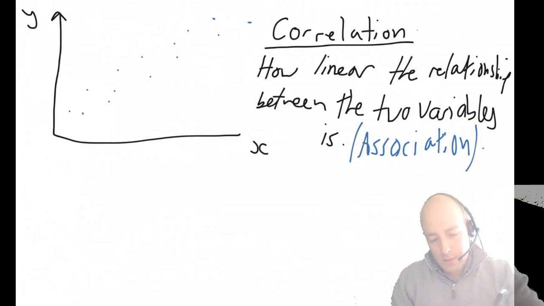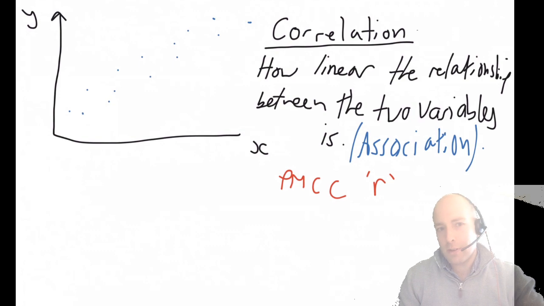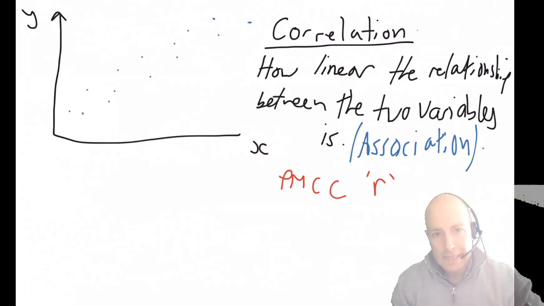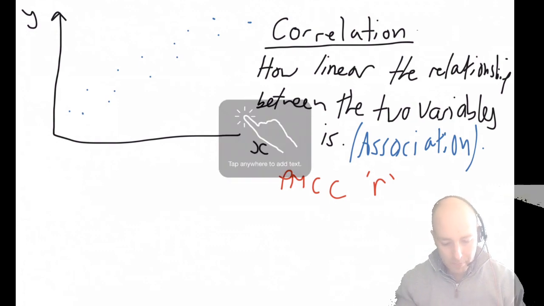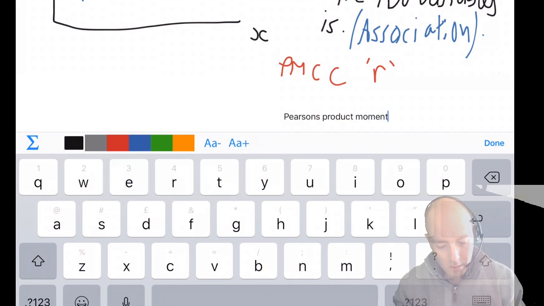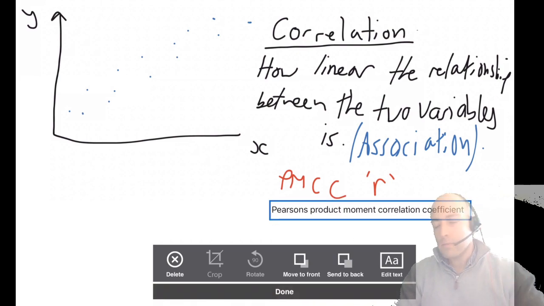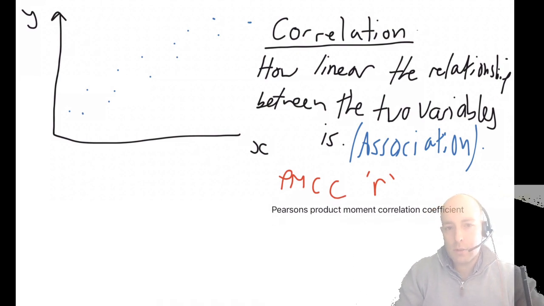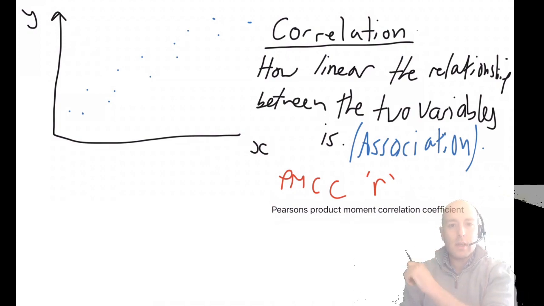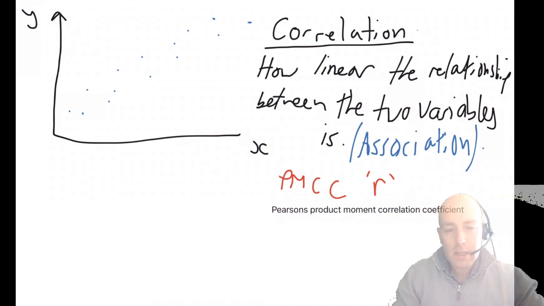And the way we measure it is with this thing called the PMCC, and we use the letter R for that. That stands for the Pearson's product moment correlation coefficient. But all you need to remember is it's a number between -1 and 1 that tells you how closely your data resembles a perfect straight line, be it positive gradient or negative gradient. So that's correlation.